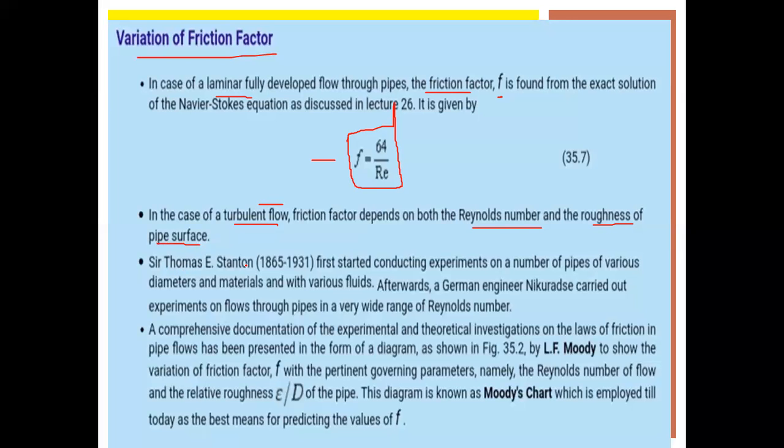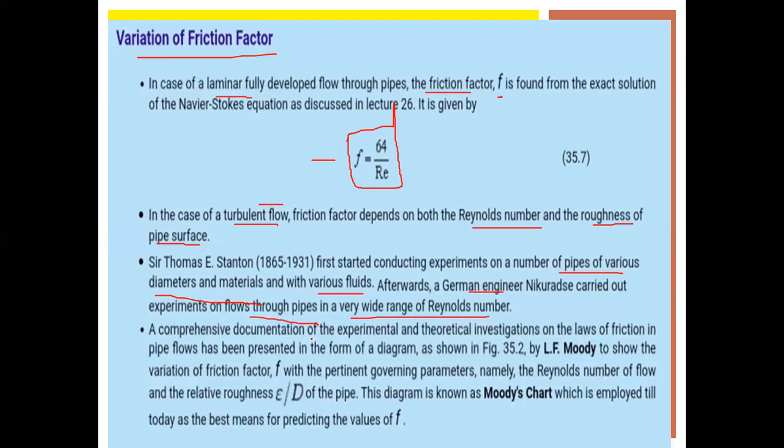Now, Sir Thomas Stanton started conducting experiments on a number of pipes of various diameters and materials. So, in order to check the variation of the friction factor, the scientists conducted experiments on various pipe diameters and materials with various fluids flowing. Later, a German engineer, Nikuradse, carried out experiments on flows through pipes over a very wide range of Reynolds number, Re less than 2000, more than 2000.